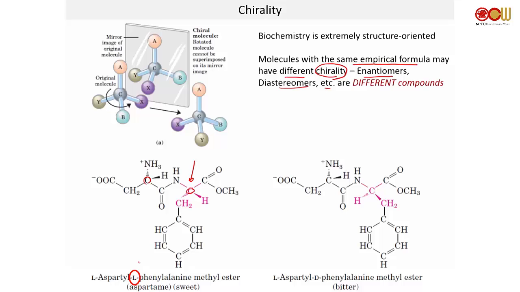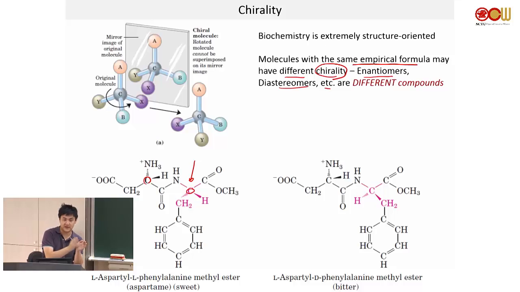Now, if we look at this particular chiral center, if it is L-phenylalanine, it is aspartame. It's sweet. If it is D-phenylalanine, then it becomes bitter. Then it's not a sugar substitute. So one form is sweet, one form is bitter. So why is that? Because the receptor on your tongue is a protein. Protein is 3D. It has 3 dimensions, a three-dimensional structure.